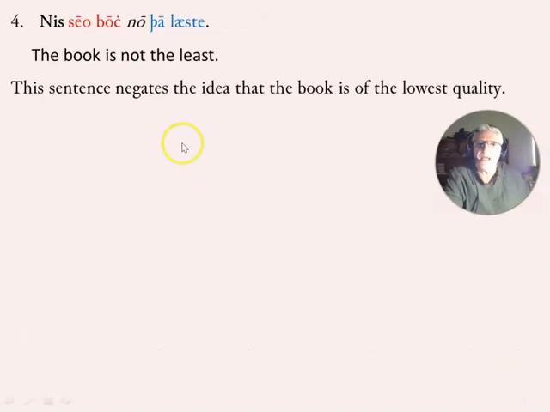And next over, last example for the video. Niseo boch, no tha laster. I may have a slight error here. I think this should be just bulk, not bulch. My fault, I've made an error here. It should be nis seo bulk no tha laster. Okay, should be a hard C here, not a palatalized one. The book is not the least. Notice least here, laster, tha laster, least, getting closer to modern English least. This sentence negates the idea that the book is of the lowest quality.